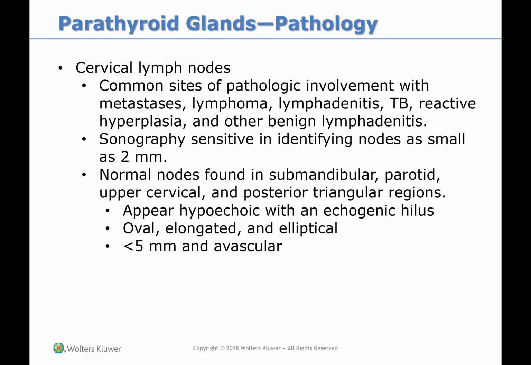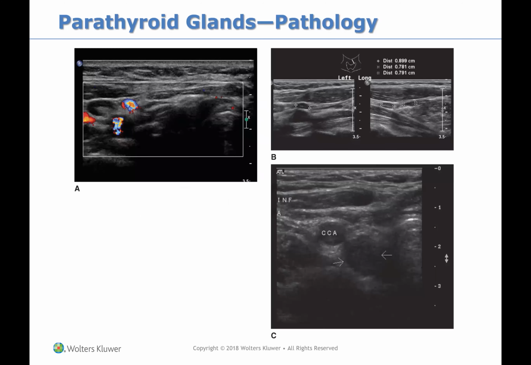So normal nodes are found in the submandibular, parotid, upper cervical, and posterior triangular regions. They appear hypoechoic with an echogenic hilum, oval, elongated, and elliptical. And I want you to know this, they're less than 5 millimeters, and they shouldn't have too much vascularity in them. If they're greater than 5 millimeters, and they have some vascular flow, I would definitely mention it and say possible enlarged lymph node with vascular flow, measures, blah, blah, blah.